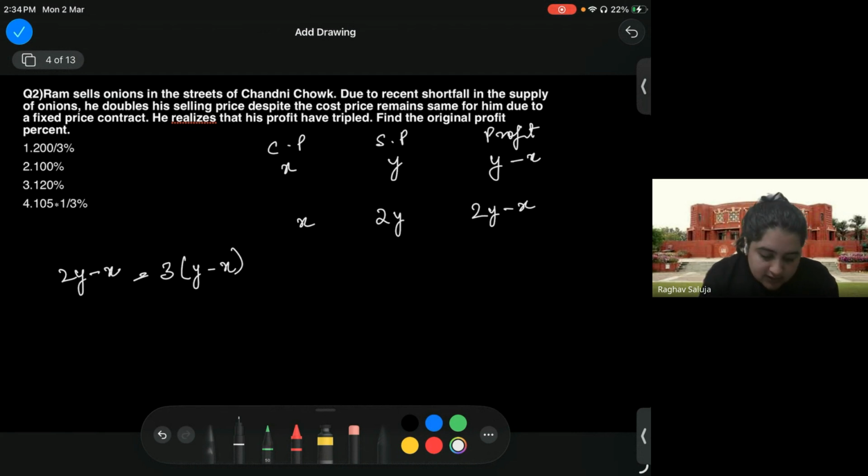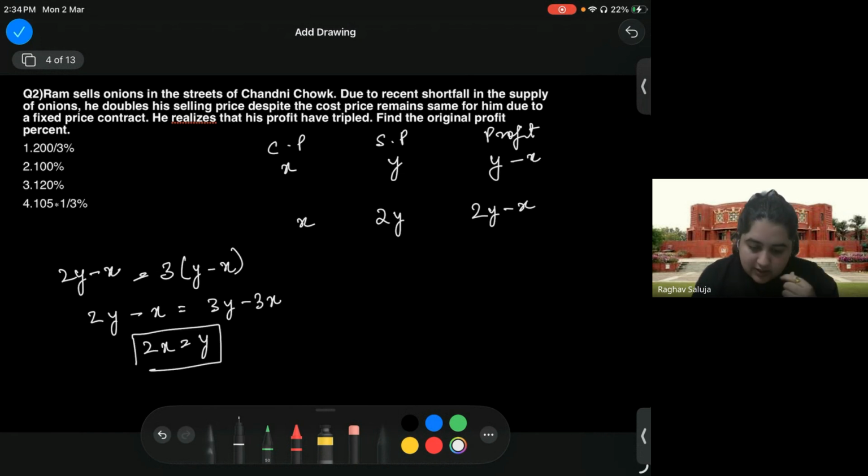Now when we solve this equation, 2y minus x is equal to 3y minus 3x. So it will come out to be 2x is equal to y. Okay, this is our relationship that we got. So if we need to find the original profit percentage, we will just substitute y with 2x.